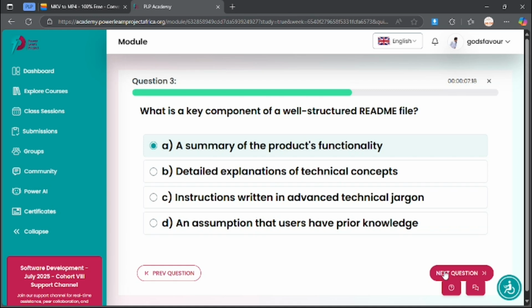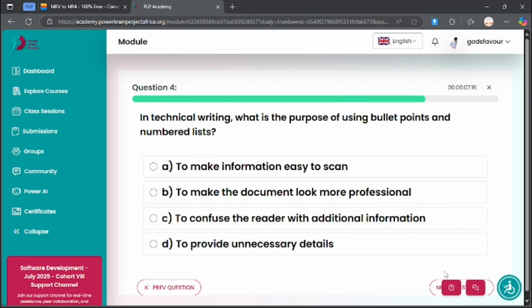All right, so we're going to the next one. Now they said in technical writing, what is the purpose of using bullet points and numbered lists? A, to make information easy to scan. B, to make the document look more professional. C, to confuse the reader with additional information. D, to provide unnecessary details. Who set these questions? To make information easy to scan.